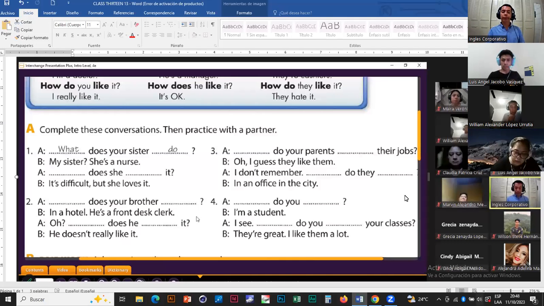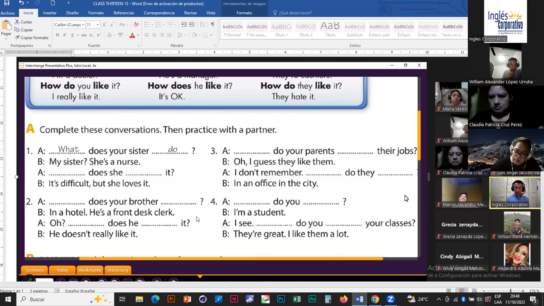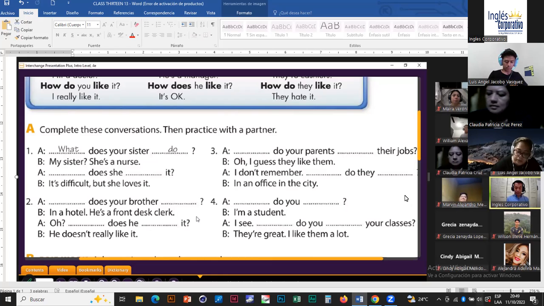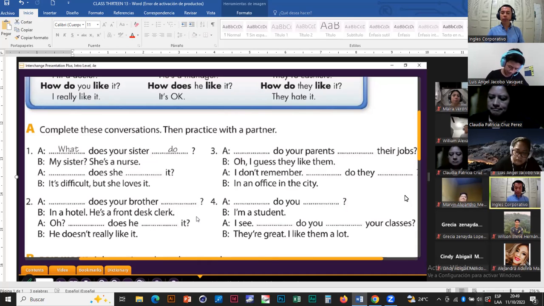What do you do? Sí, la cuatro sería: what do you do? ¿Qué haces? ¿Qué eres? Dice, I don't remember. Dice, where? Where do they work? Sí, es así. Where do they work? Y sería letter B: in an office in the city. Number four, dice, there A. Ese sería, what do you do? ¿Verdad que sí?